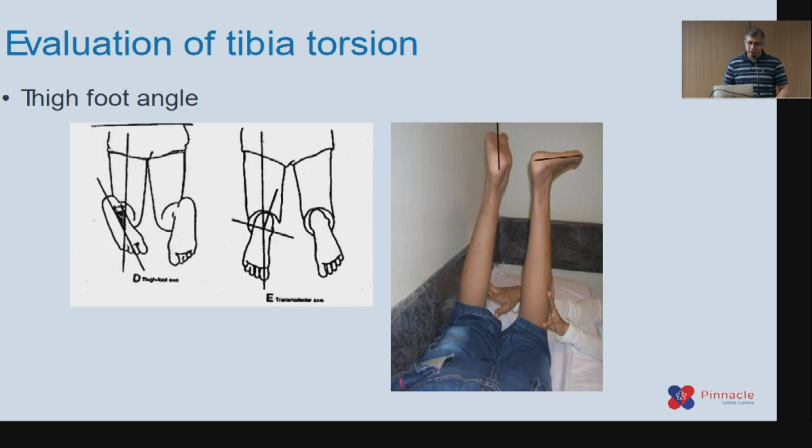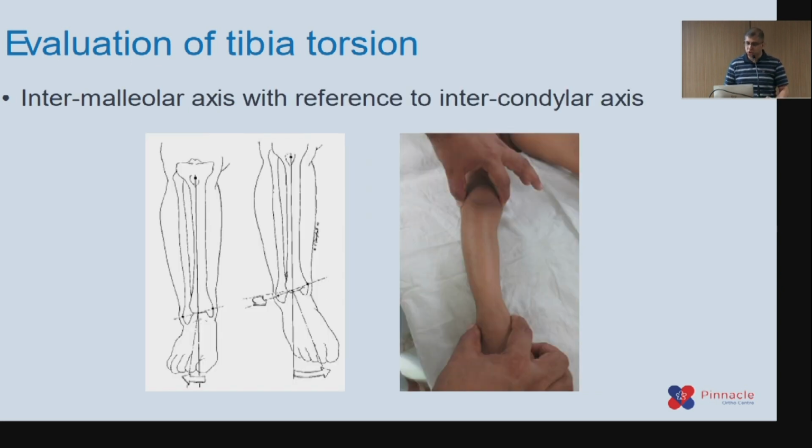Next, you look at the thigh foot angle. This is done by making the child lie in the prone position and flexing the knee, and you look at the long axis of the foot with respect to the long axis of the thigh, and that will give you an idea whether the child is having a tibial torsion. And finally, you can look at the orientation of the intermalleolar axis with respect to the intercondylar axis. So these three simple clinical tests will tell you whether the child is having any tibial torsional deformity.